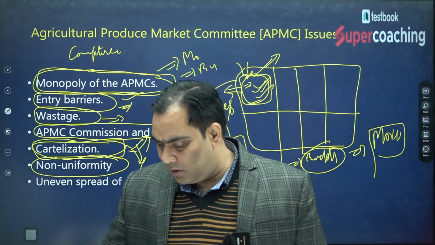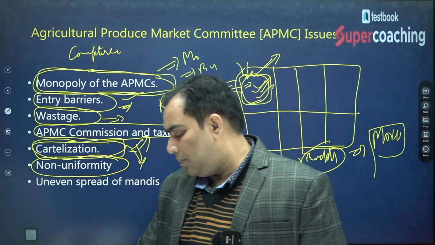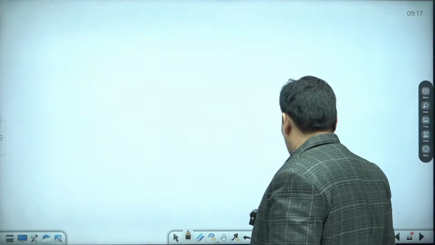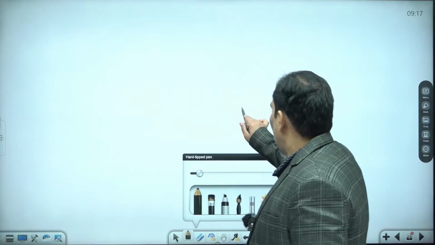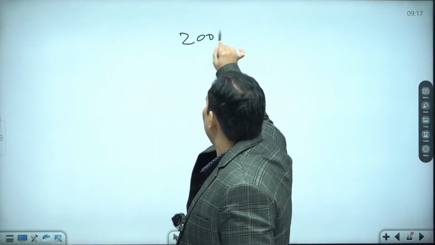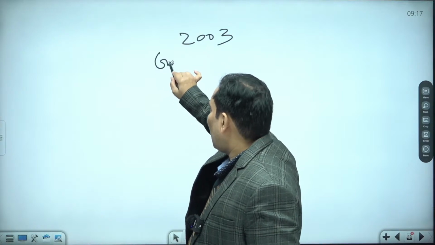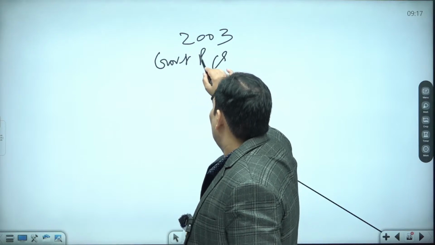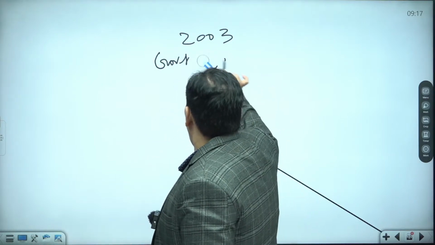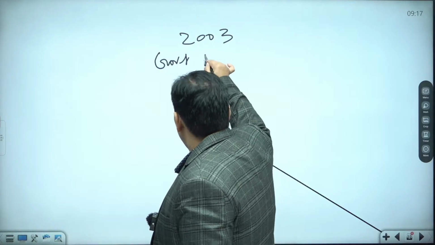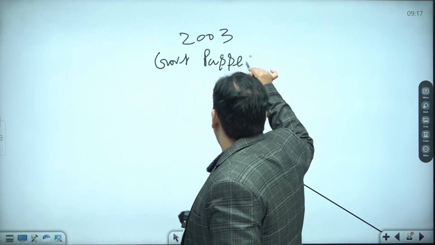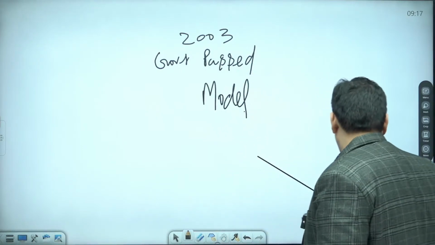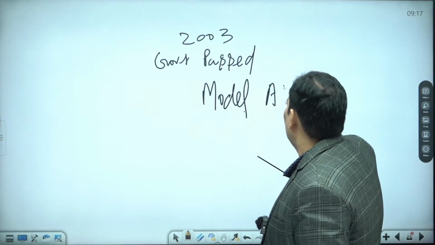So now in 2003, the government passed the Model APMC Act. This was passed by the central government. Model APMC Act.